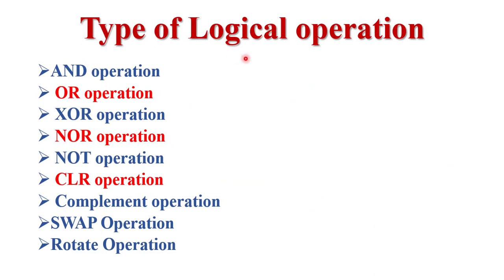Now, the types of logical operation. There are many types of logical operation performed by these logical instructions, that is AND operation, OR operation, XOR operation, NOR operation, NOT operation, CLR operation, which means clear operation, complement operation, swap operation and rotate operation. One by one I will explain all the operations in detail.